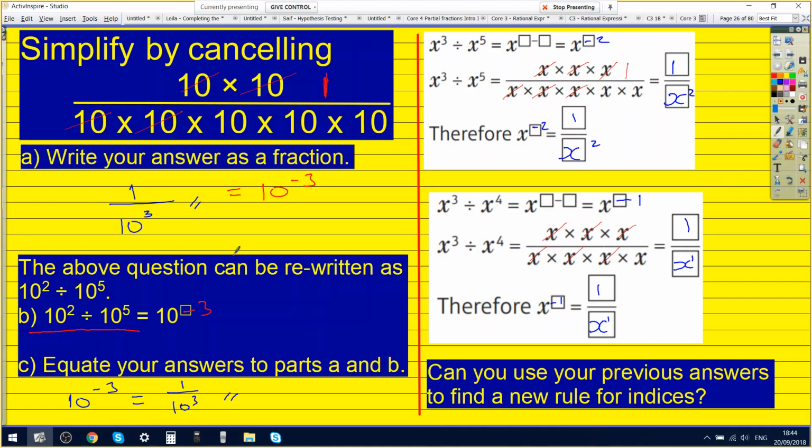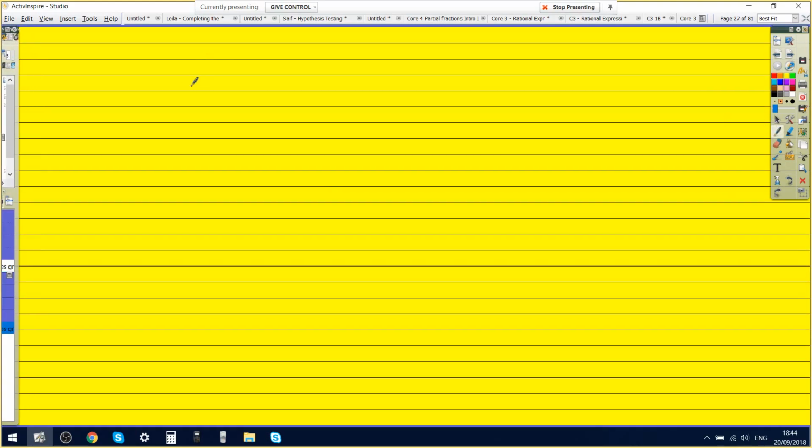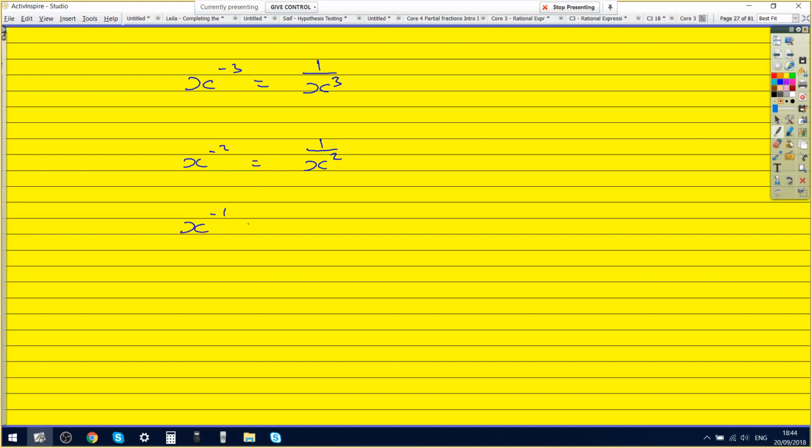They all have 1s at the top. Yeah. So x to the minus 3 gave us 1 over x to the positive 3. X to the minus 2 gave us 1 over x to the positive 2. X to the minus 1 gave us 1 over x to the 1. Any idea what you think would be x to the minus 5? One over x to the 5. Well done.